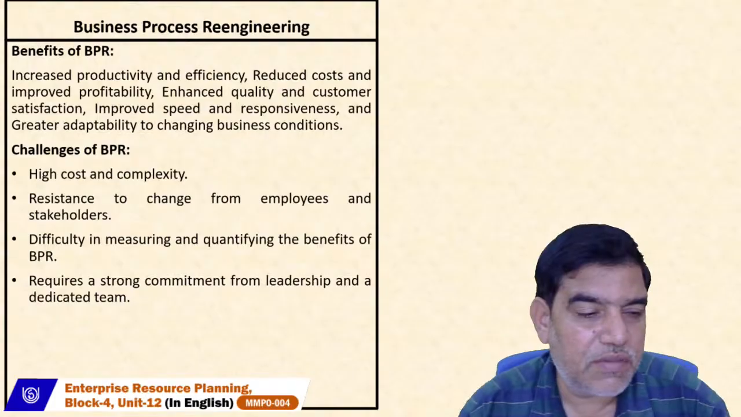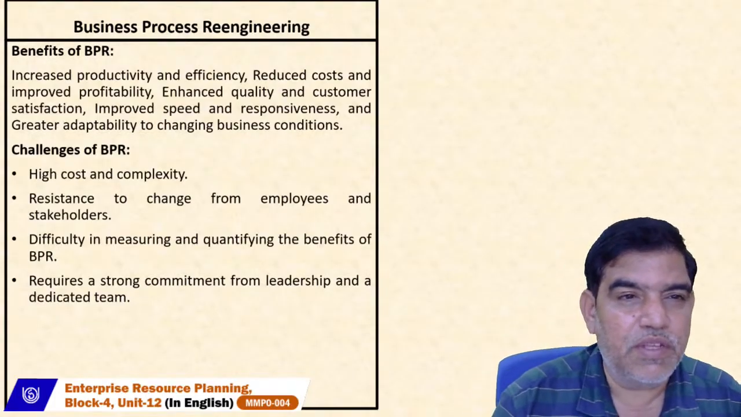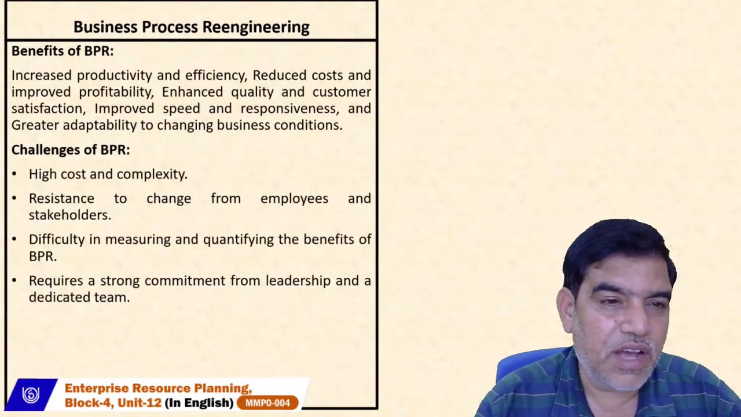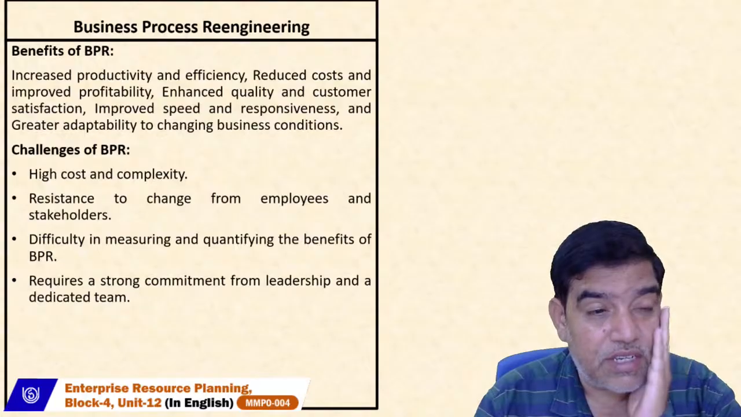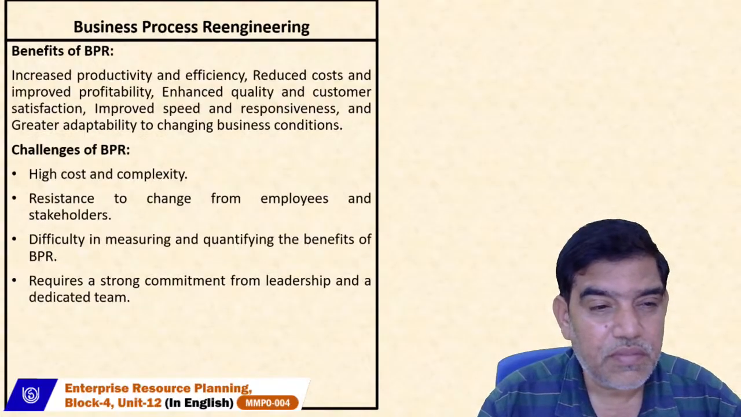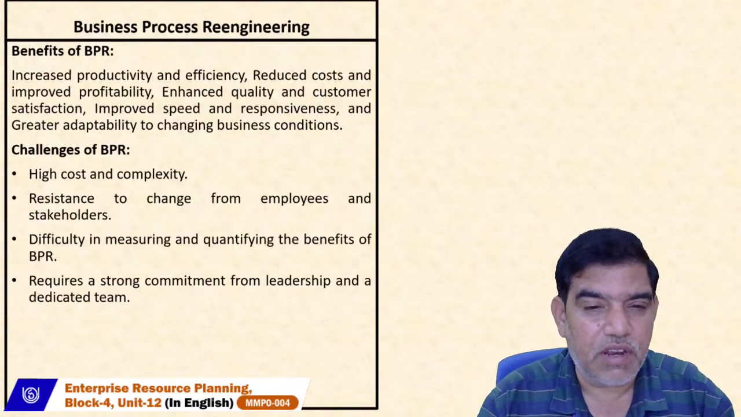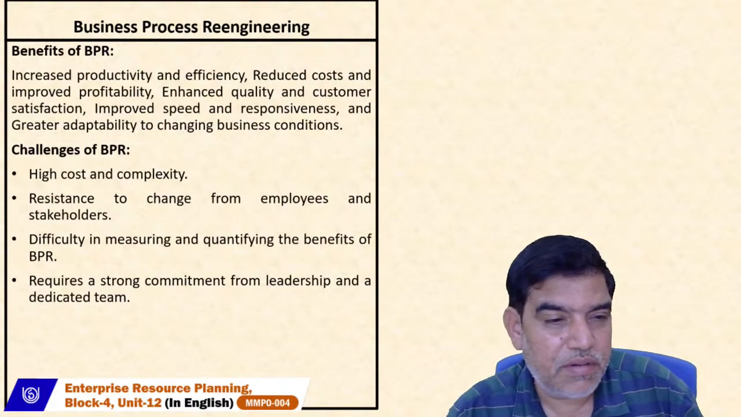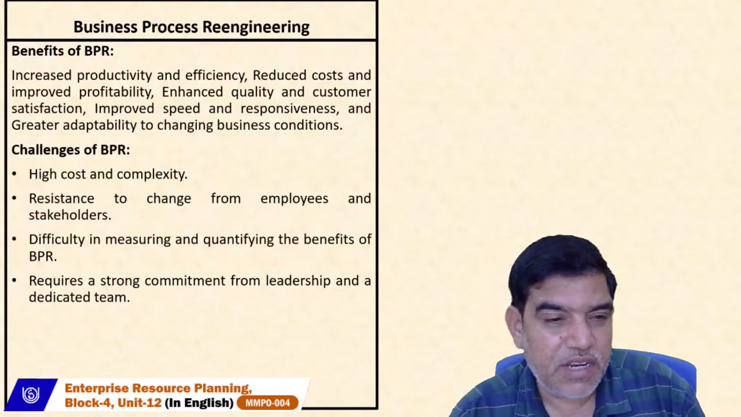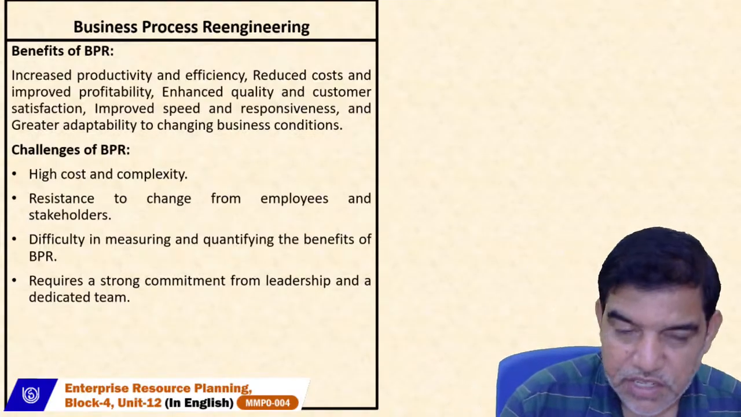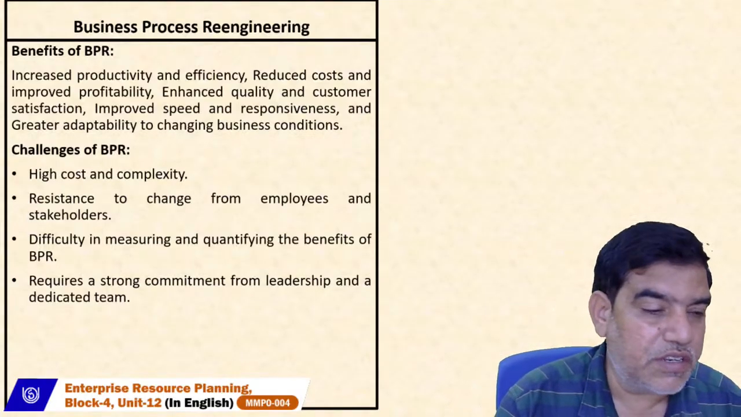Then challenges. What are the main challenges of business process reengineering? High cost and complexity. Resistance to change from employees and stakeholders. Difficulty in measuring and quantifying the benefits of the BPR. Requires a strong commitment from leadership and a dedicated team. So these are the major challenges of business process reengineering.